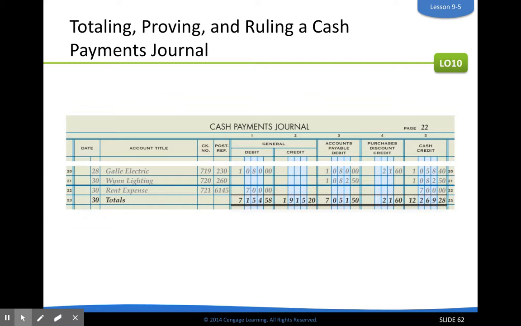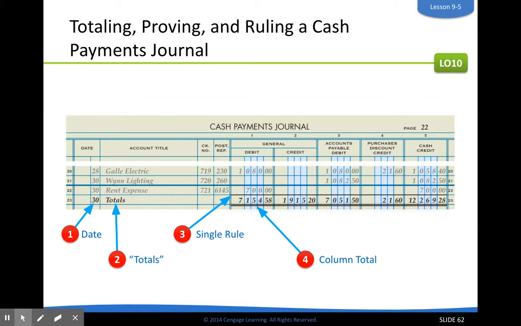So when we total our cash payments journal, it's often just like how we post in our totals for the general journal. Totals, the last date of the month. Single underline showing we're adding everything above. All of our column totals, once we've confirmed that debits equal credits, we could do the double underline. Now we could post our totals where necessary.